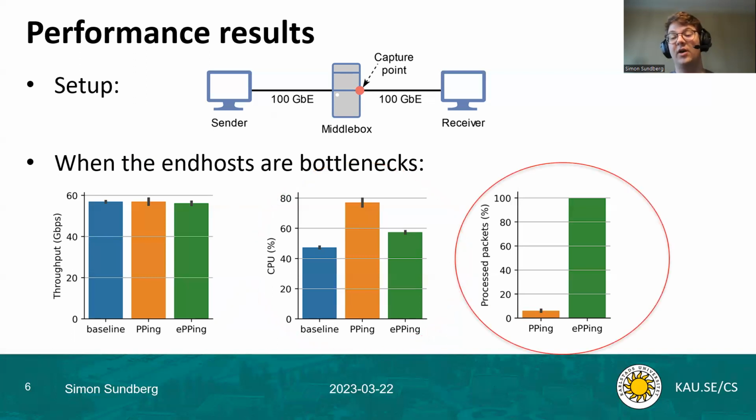Furthermore, if we look at this next graph, we see that ePping runs in line with the kernel network stack, so it sees every packet that the kernel handles. On the other hand, p-ping runs on the clone packets from this packet capturing, and the packet capturing isn't able to keep up with the high packet rate here, so it actually misses most of the packets. So in this case, p-ping is just processing a bit over 6% of all the packets that are being forwarded, despite its much higher CPU utilization.